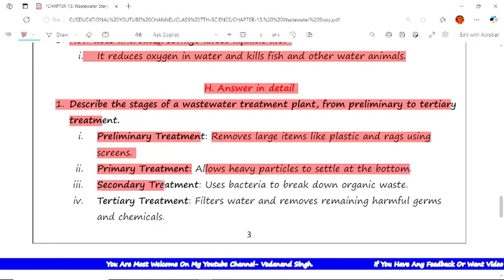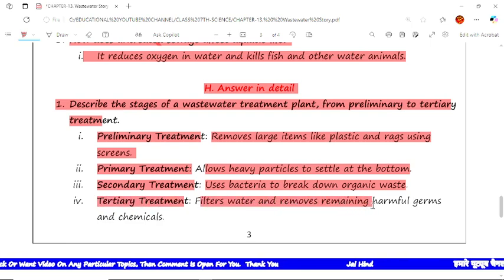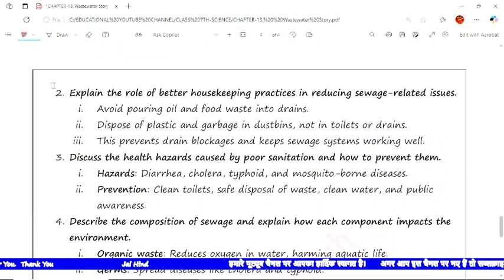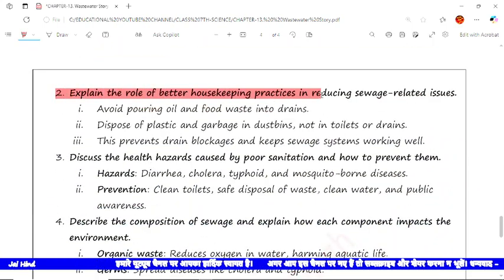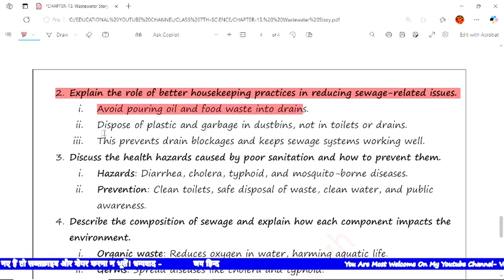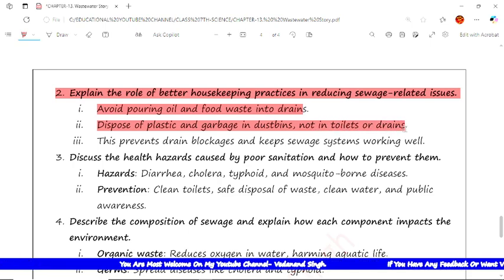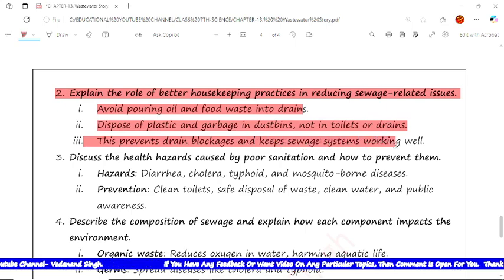The next is secondary treatment. It uses bacteria to break down organic wastes. The next is tertiary treatment. It filters water and removes remaining harmful germs and chemicals. Now the next question is explain the role of better housekeeping practice in reducing sewage related issues. The answer is first point, avoid pouring oil and food wastage into the drain. Second point is dispose of plastic and garbage in dustbin, not in toilet or drains. Third point is this prevents drain blockage and keeps sewage systems working well.